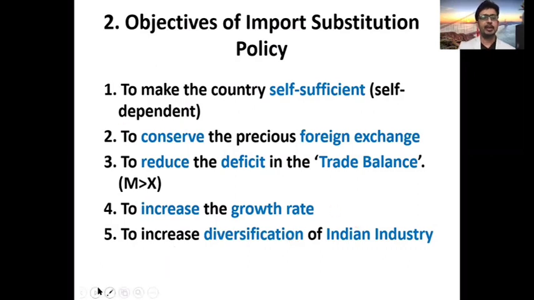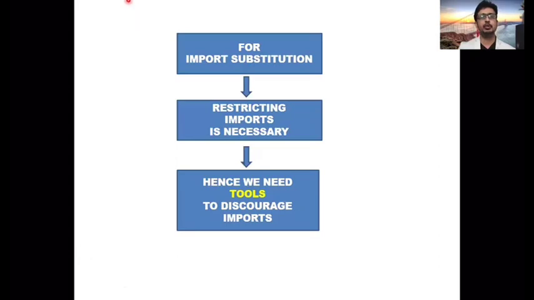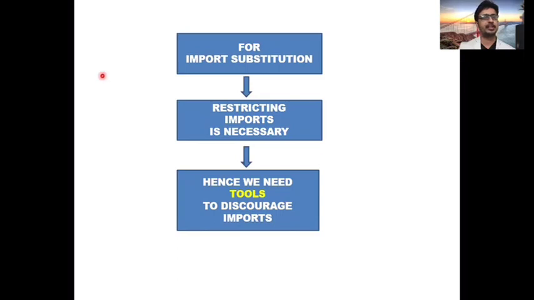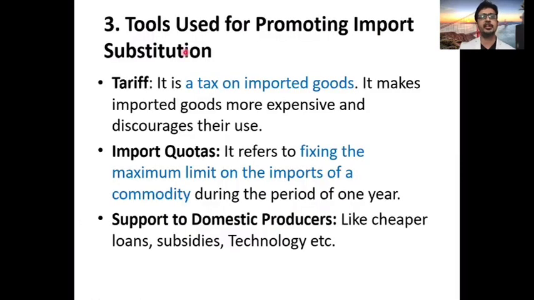Next, we try to understand the tools which were used by the government to promote the import substitution by discouraging the imported goods. Now, you should understand that for import substitution, it is important to restrict the imports. So restricting the imports is necessary if you want to encourage import substitution. And hence, the country would need certain tools to discourage the imports. Now, let us see which were the tools used by the government to promote the import substitution.